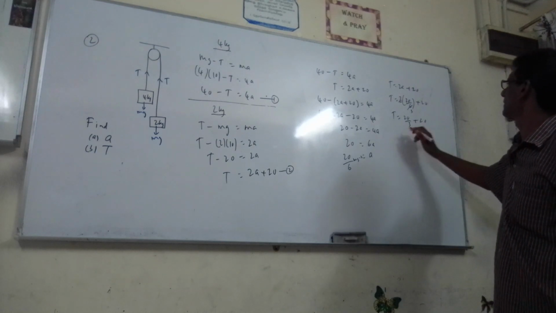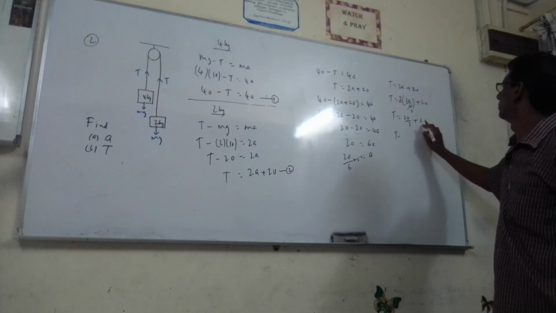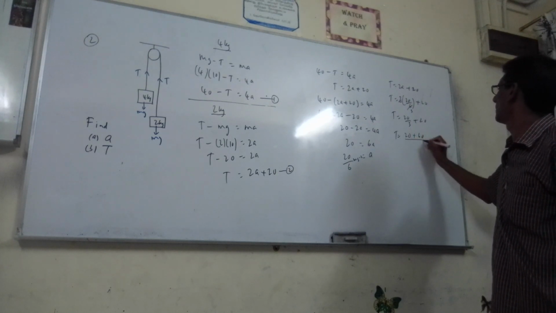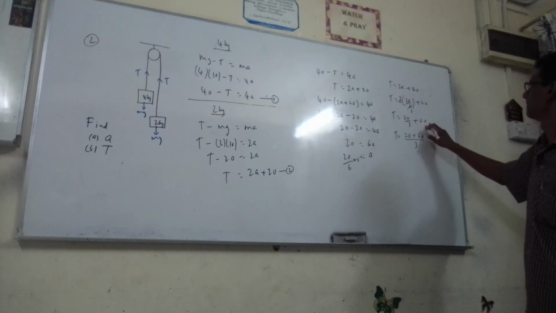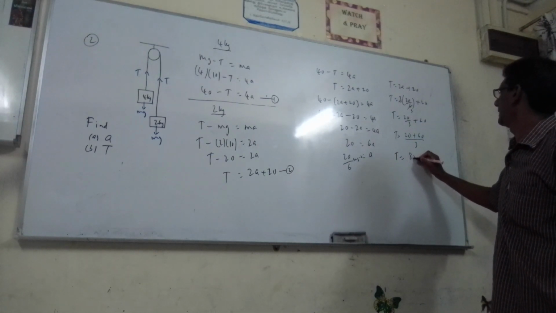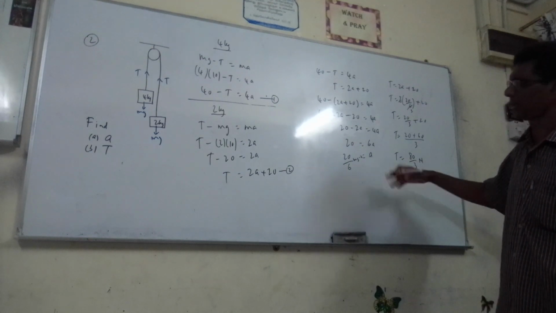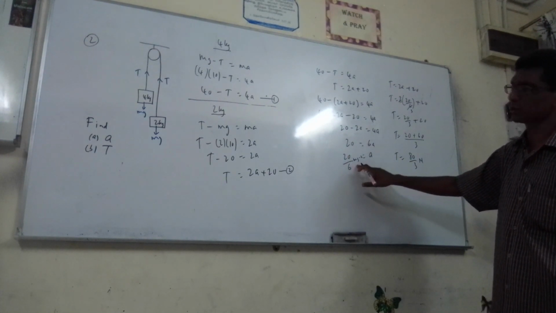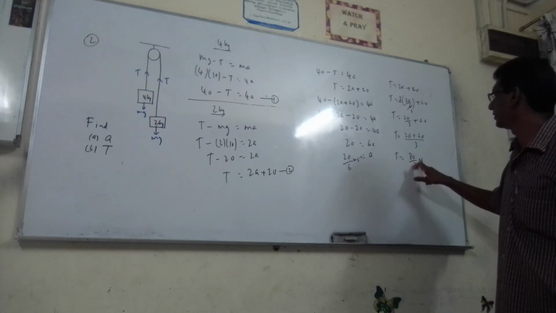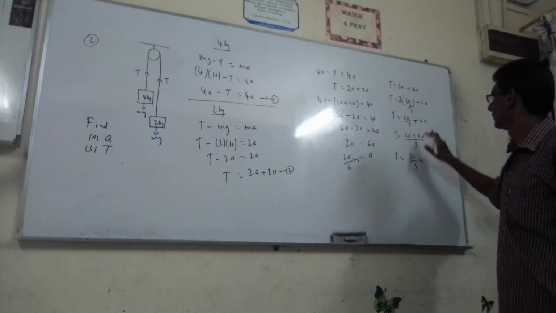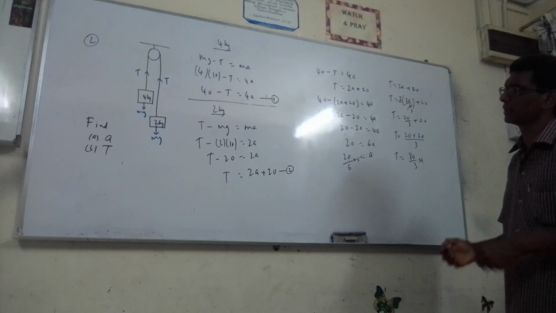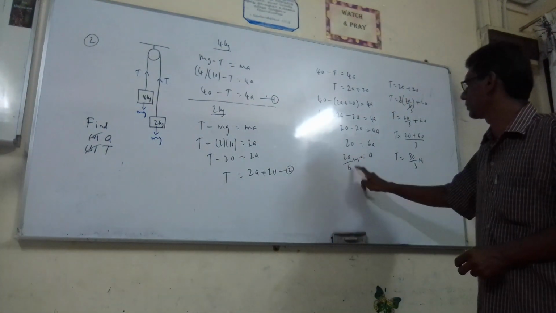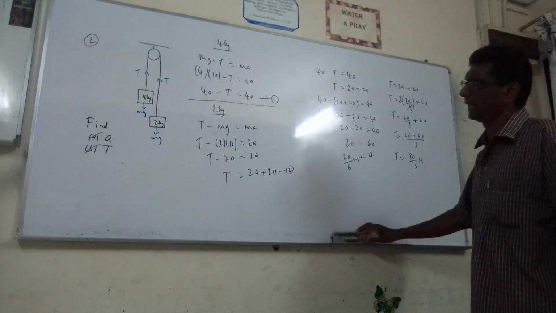3 times 20 is 60, so T equals 80 over 3 Newton. You can change it to decimal later, because I don't have a calculator. So the acceleration is 20 over 6 meters per second squared and T equals 80 over 3 Newton. That's how we did this question. Okay, next question.